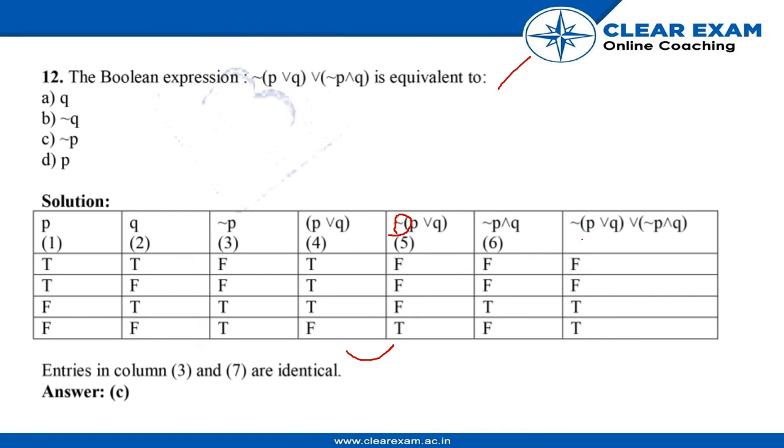So we're going to look for this equation similar to equation number 7. According to the truth table, number 3 shows exactly the same as 7. So number 3 stands for complement of P. So we're going to go with answer number C.